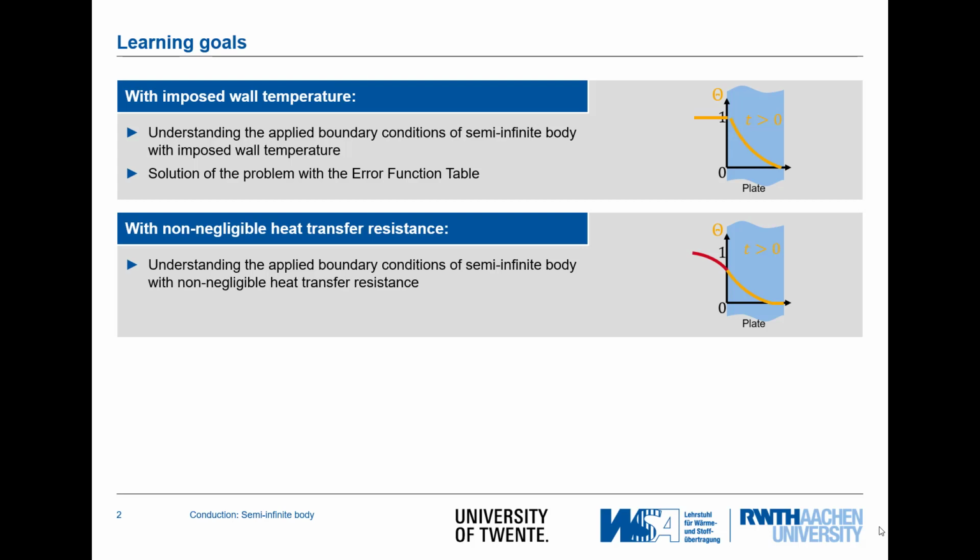First, we would like to understand and apply the correct boundary conditions for the semi-infinite body where we impose a wall temperature. Afterwards, we will look at the solution of this problem using the error function or a tabled value of those. In the second step, we will look at a boundary condition with an additional thermal resistance on the outside, which changes the solution slightly, but still applies a similar approach.